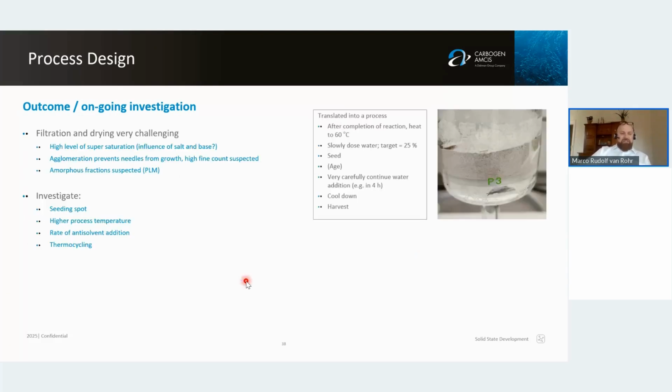However, as you can imagine, the water and DMF system showed us challenging filtration and drying properties. We suspected a high level of supersaturation. This material came out quite quickly, so there must be an influence of salt and base, not yet completely understood. We also see agglomeration, which prevents needles from growing. So we have a high fine count, slow filtration in the lab, and some amorphous fractions were spotted in the PLM.